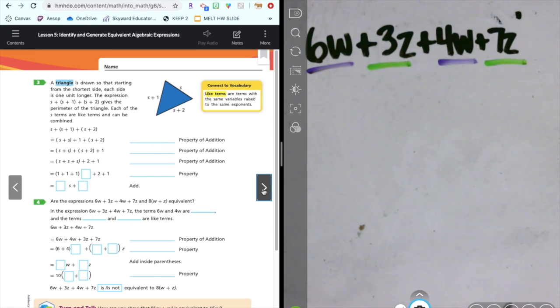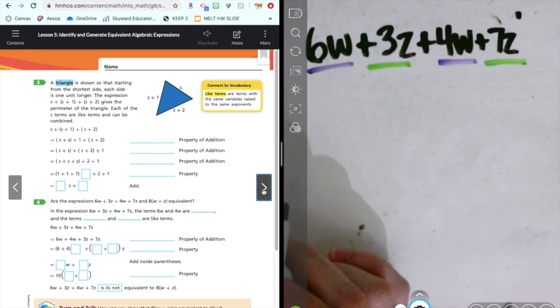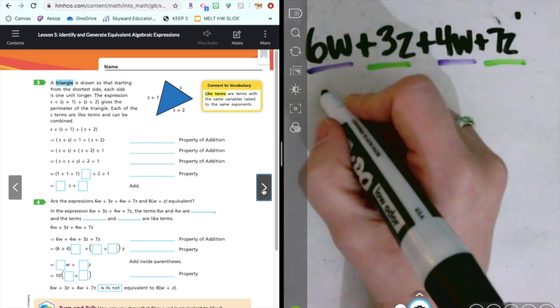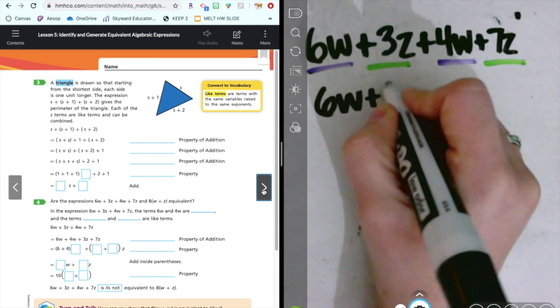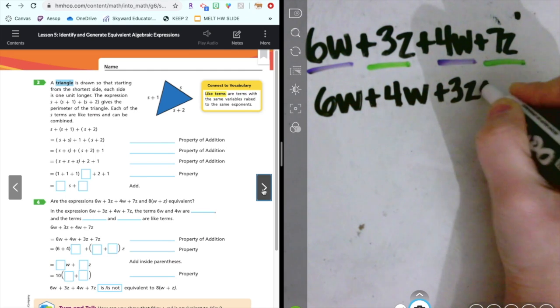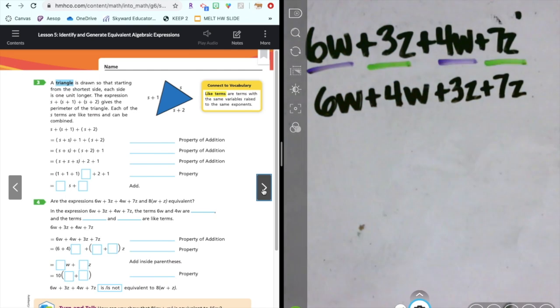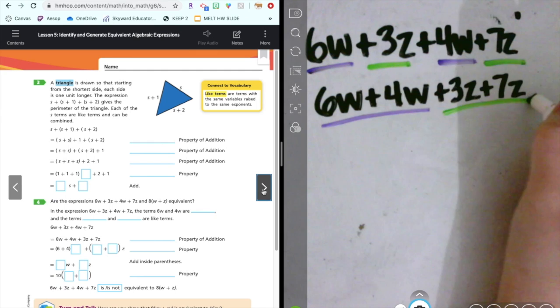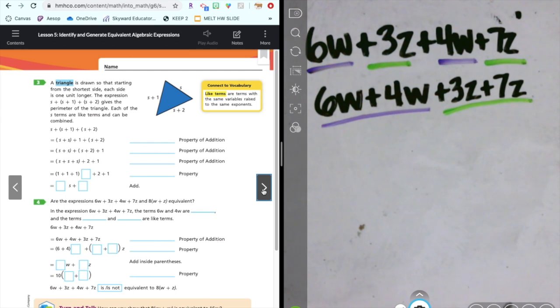Okay, you may not have different colors, but I want you to mark them differently in some way with me. If you want to go get some colors, pause and go get some. All right, so now that we know this, let's see. Again, we're going to rearrange it. They did this. They did 6w plus 4w plus 3z plus 7z. Do you notice what they did? So now my like terms are here and here. What property is that? Yes, that's the commutative property.